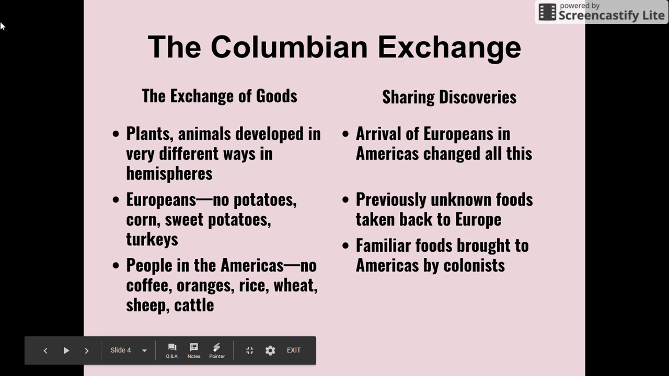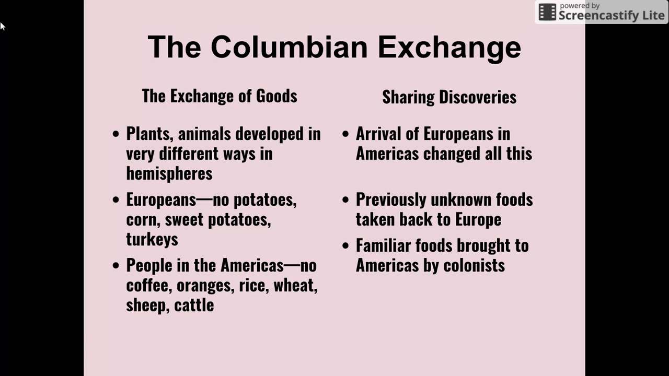The exchange of goods, the Columbian exchange. Plants and animals developed in different ways in the two hemispheres. So you had plants and animals developing in Europe differently than they developed in the Americas. Europeans didn't have potatoes, they didn't have corn, they didn't have sweet potatoes, they didn't have turkeys. None of those things did they have. People in the Americas, they had no coffee, no oranges, no rice, no wheat, no sheep.